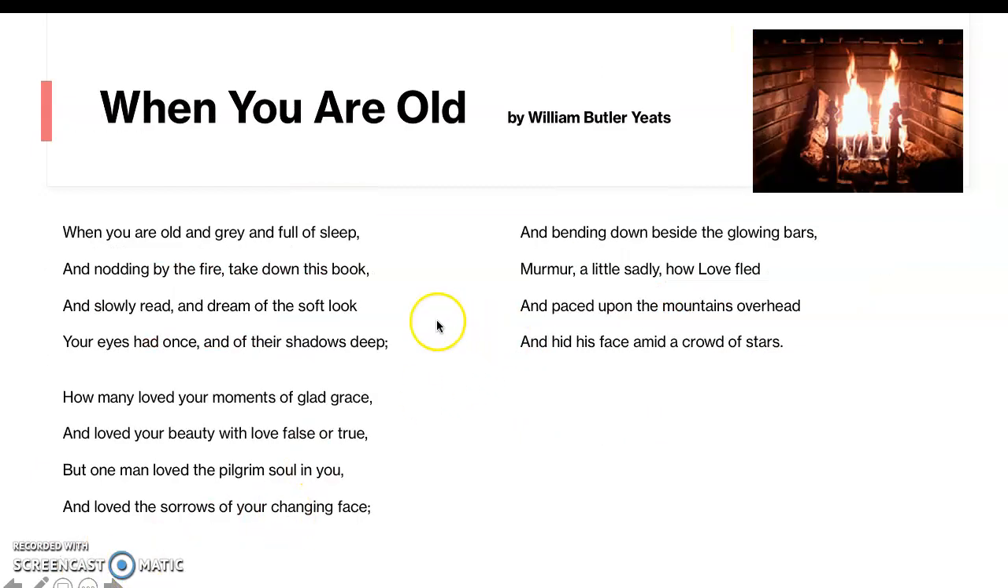All right, next one is "When You Are Old" by Yeats. So I'm going to read this one to you, and as I'm reading, see if you can figure out who the speaker is.